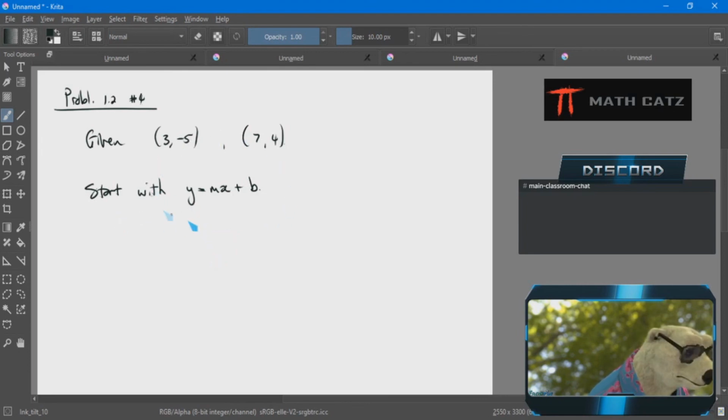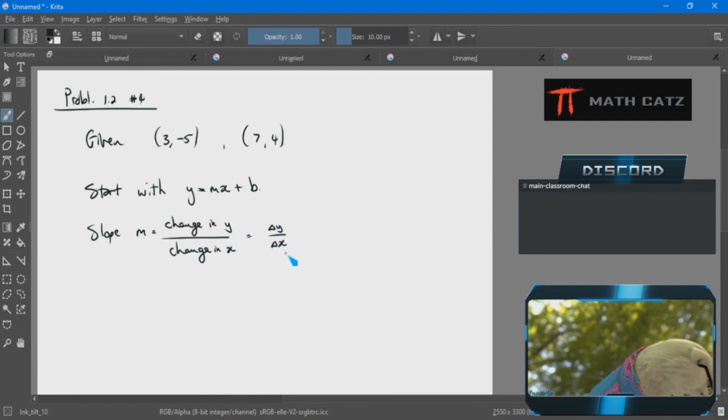So, if I start with the slope-intercept form, it means I'm going to have to find the values of m and b. I like to start with the m, so that would be my slope, m, remembering that it is the change in y over change in x. Sometimes people write delta y over delta x. Maybe you've seen that.